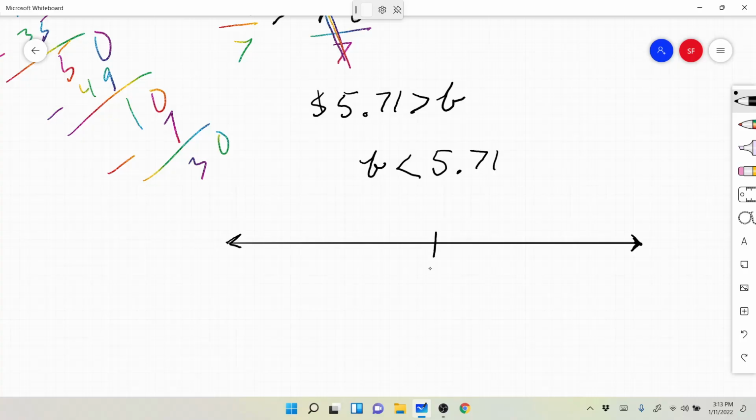Then we're going to put a 0 on there, and we're going to go 1, 2, 3, 4, 5, 6. And we're going to put a mark right here at 5.71, right? Are we going to have an open or a closed circle? Open. Which direction are we going to shade? To the left.